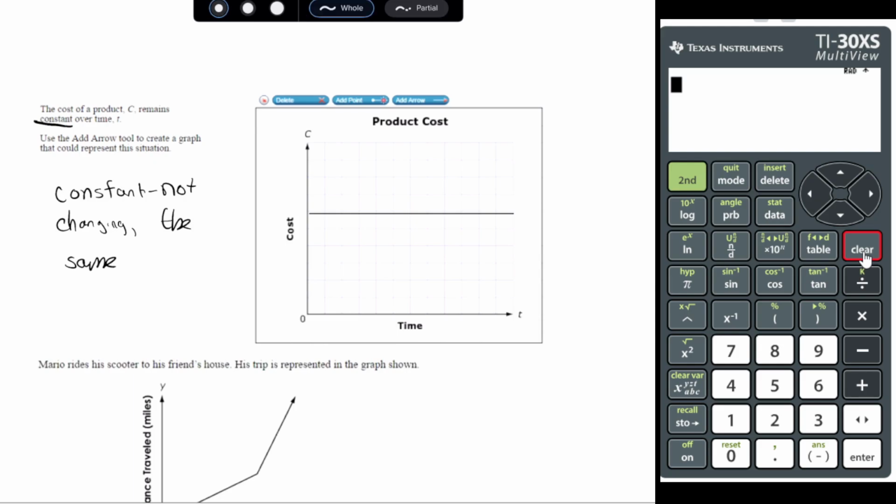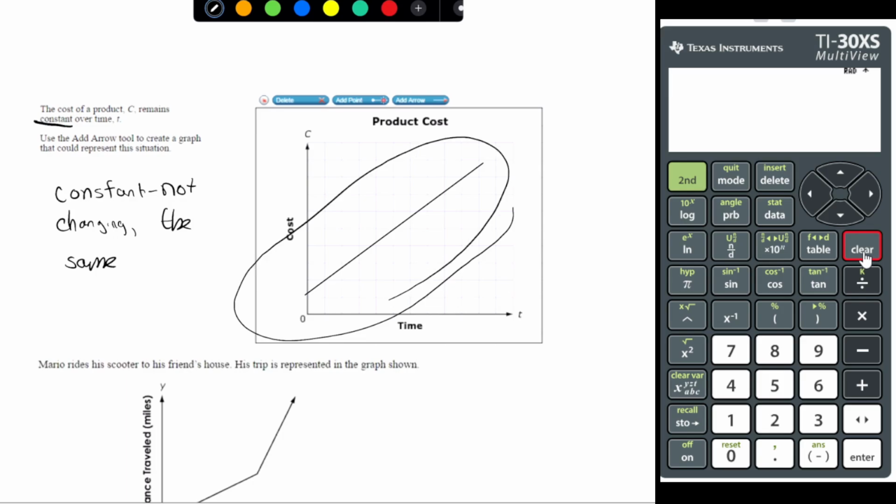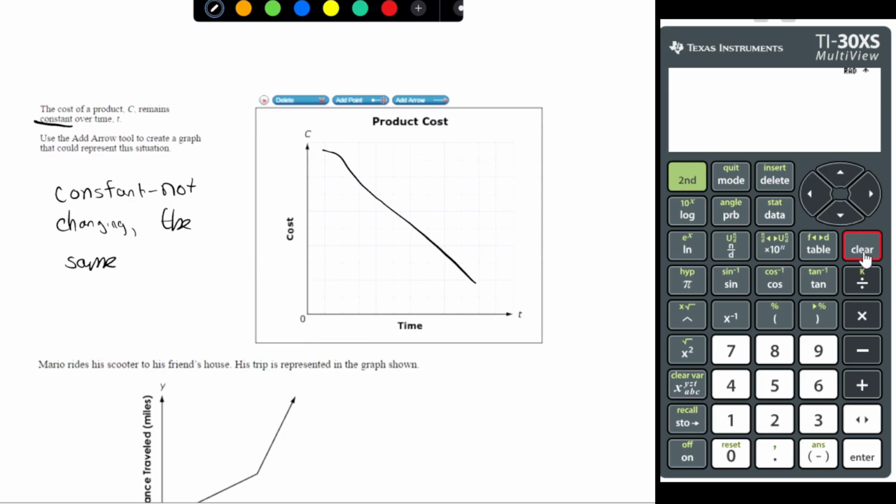You can put it there. You can put it here. What you cannot do is make any sort of diagonal. No. That means the cost is changing. This is the cost is going up. Okay? This is the cost is going down. This is, I don't even know what's happening. That means time's not moving. Time's at a standstill. That doesn't happen.